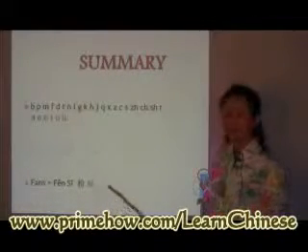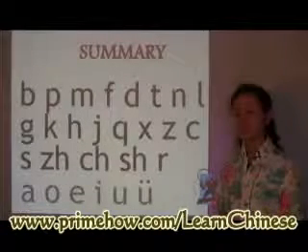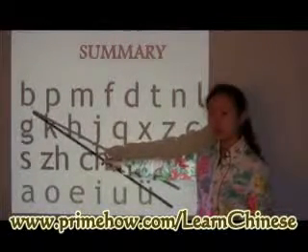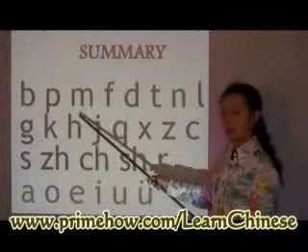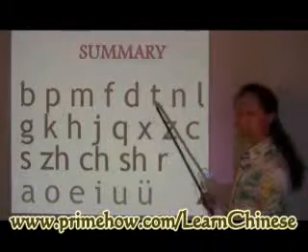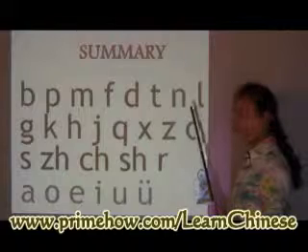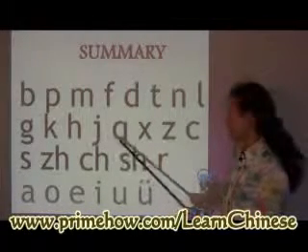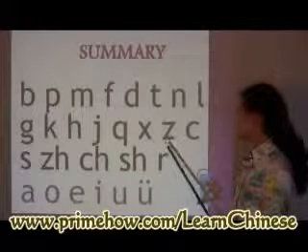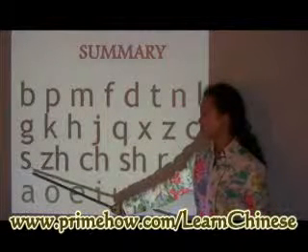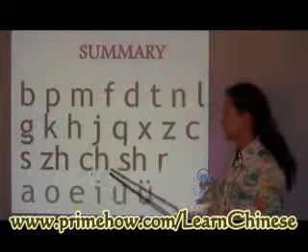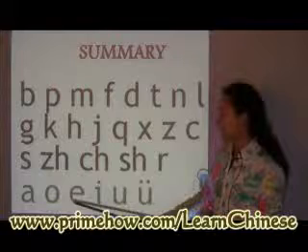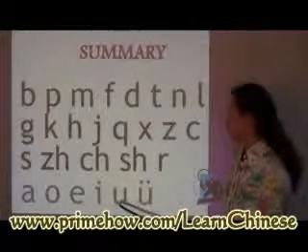Now we're going to do a quick summary of the entire Chinese alphabet called Pinyin. So, we're going to have Bo, Po, Mo, Fo, De, Te, Ne, Le, Ge, Ke, He, Ji, Qi, Xi, Zi, Ci, Si, Zhi, Chi, Shi, Er, A, O, E, I, U, Ü.